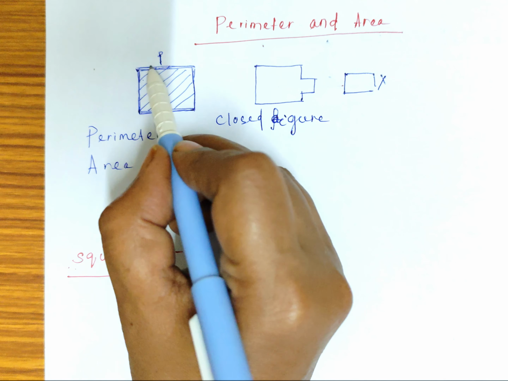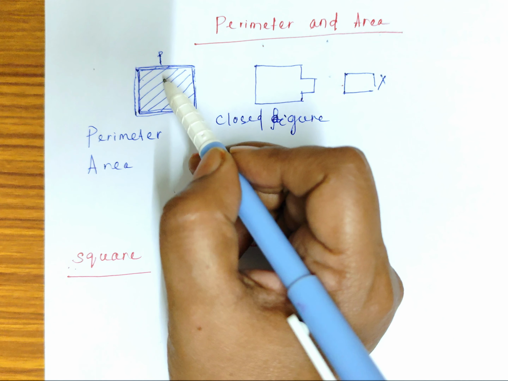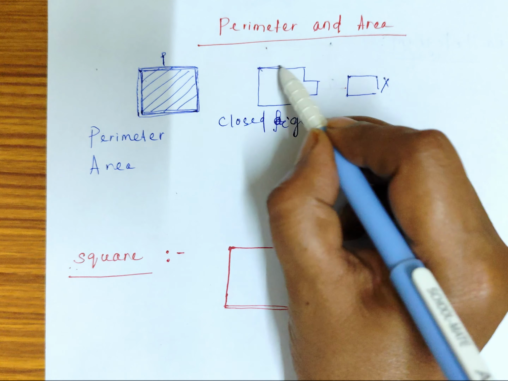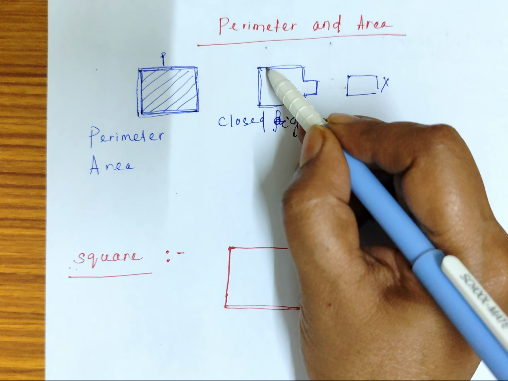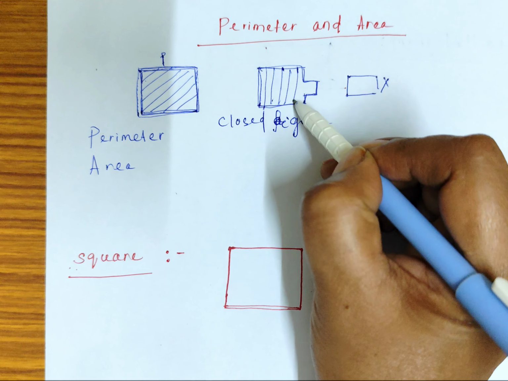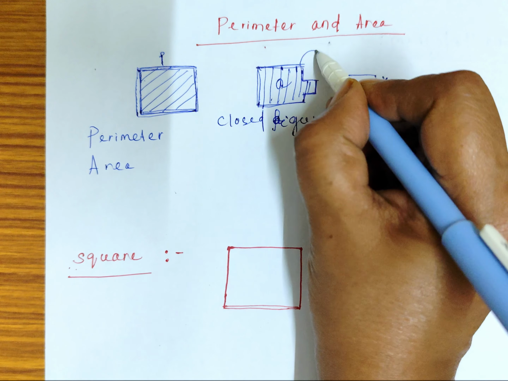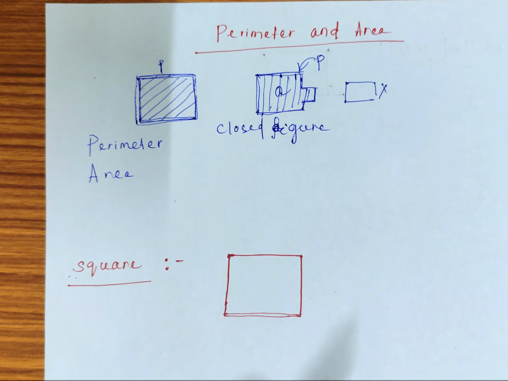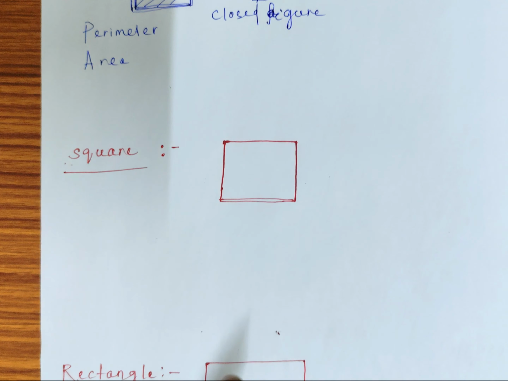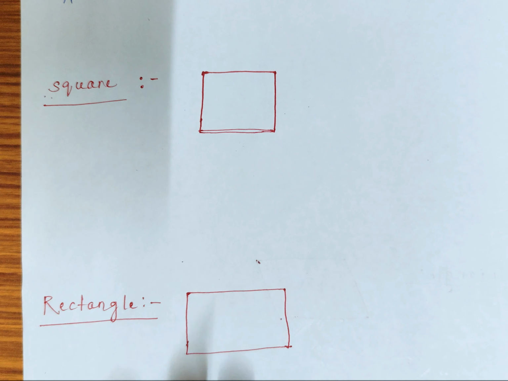So the outside boundary line is our perimeter and inside it is area. Here also this boundary line is called perimeter and this portion inside is our A, but the outside line is perimeter. So now for each and every figure we will find out the perimeter and area. So now let's start with the square.